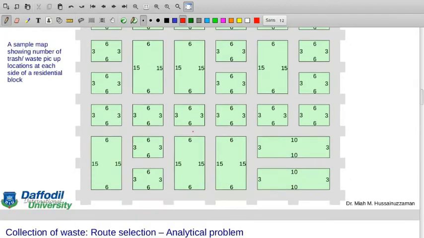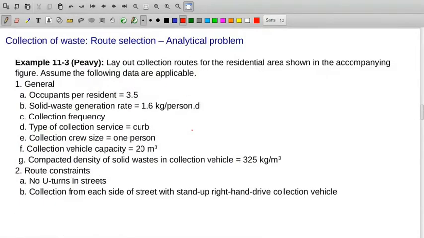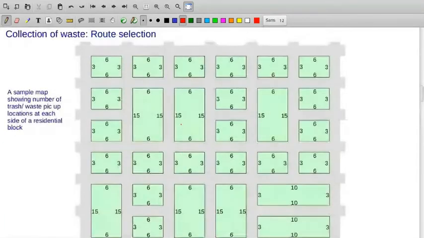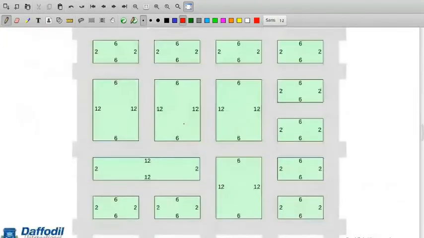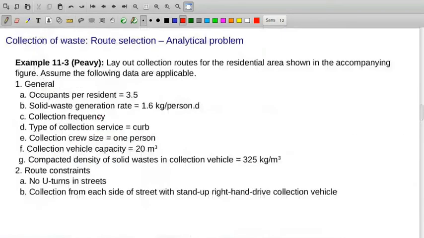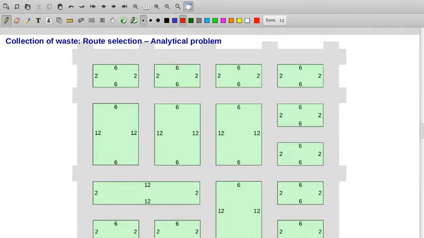So there is a mathematical problem here regarding this map. Maybe similar to this map. Yes, this map. It says there is a layout of the collection routes for the residential area shown in the accompanying figure. Assume the following data are applicable. Now, what are the data? Occupants per residence. That means these are the number of residents. That means 6 families are living in here. So each family has 3.5 members. So 6 families must have 21 members. 21 people are living in this zone. That means we have to collect waste of 21 people from this side.